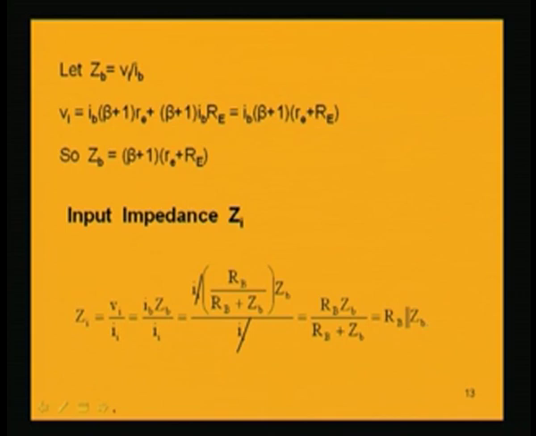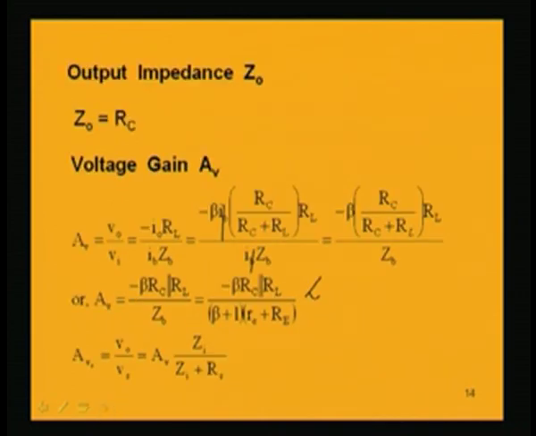Now, if we want to find the voltage gain with respect to the source, V naught by Vs, that is AVs, as we know V naught by Vs is equal to AV into Zi by Zi plus Rs. Zi we have found out, so simply replacing it by this quantity for Zi, we can get this AVs, because AV is what we have just found. So, the voltage gain we have found.